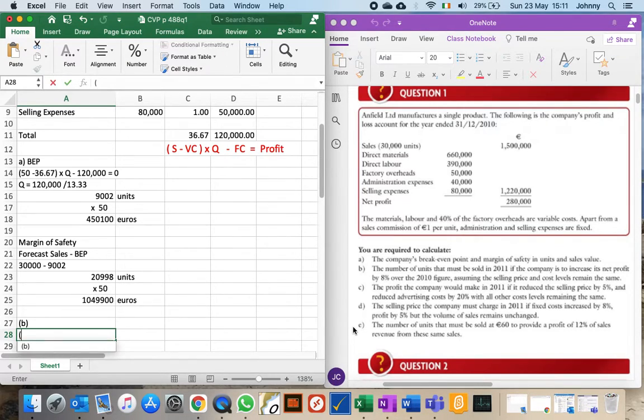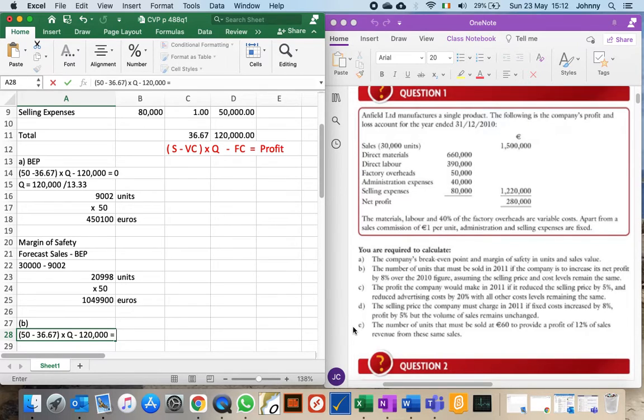Okay, so selling price is still going to be 50. Our variable cost is still going to be 36.67, times Q. So Q is the thing I'm looking for here now. Fixed costs, no change in fixed costs, so it still is 120,000.